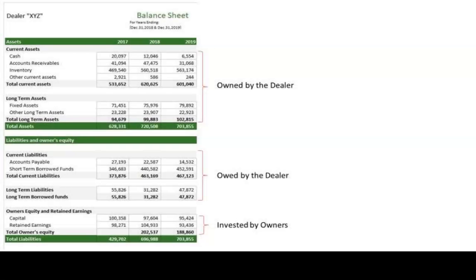A balance sheet summarizes what is owned by the company, what is owed by the company, and how much is invested by the company owners. A balance sheet helps to evaluate the overall financial position of a company, and its ability to meet its operating needs.